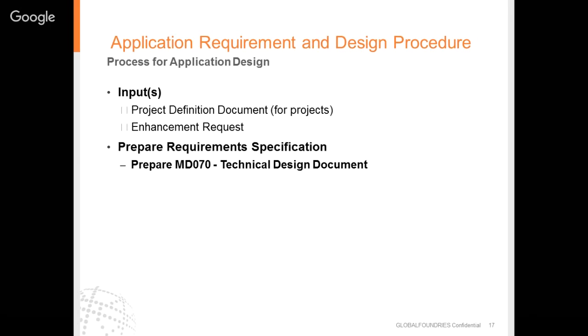Coming to the process for application design. So far we saw process for application requirements. Now we will see process for application design. So this is the technical design phase, wherein the MD70 or the technical design document is prepared. So the inputs to this process are project definition document for projects and enhancement request if it's a non-project.